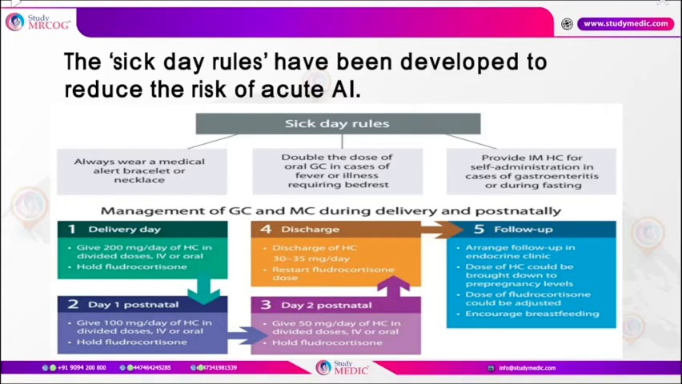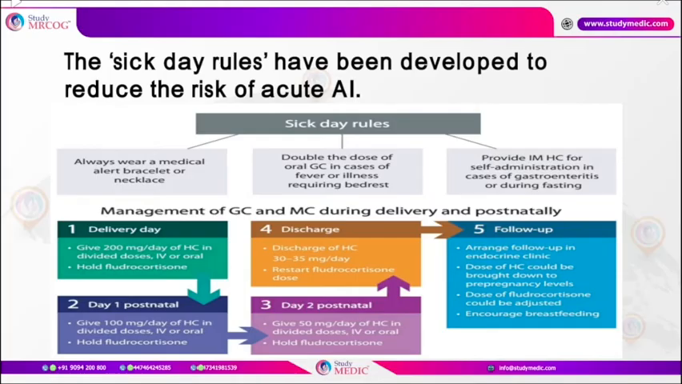So management of the glucocorticoid and mineralocorticoid during the delivery and the post-delivery, how is it to be done? First, on day 1, the day of delivery, give 200 milligram per day of hydrocortisone in divided dose intravenously or orally and hold the fludrocortisone. The second step is that on day 1 postnatal, give 100 milligram per day of hydrocortisone in divided doses, either orally or intravenously. Till that time, we can hold the fludrocortisone.